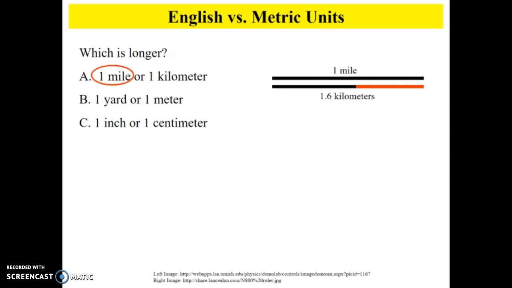So the first one we're going to look at is a mile and a kilometer. We're very used to using miles as, we're in a car or something. So a kilometer is a little over a half a mile. You can see to the right the measurement. So the bottom one is a kilometer, the black, and the top one is a mile. So it's a little over a half of a mile. So that's why a 5K is 3.1 miles.